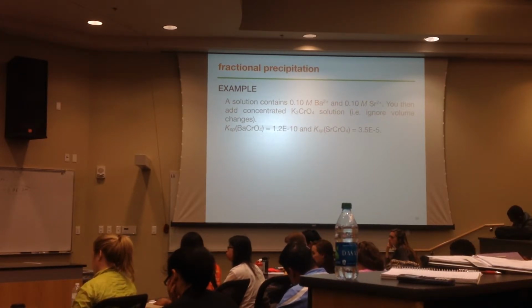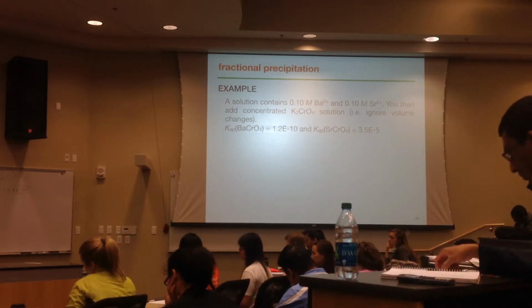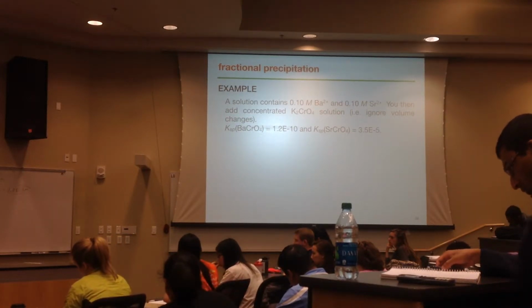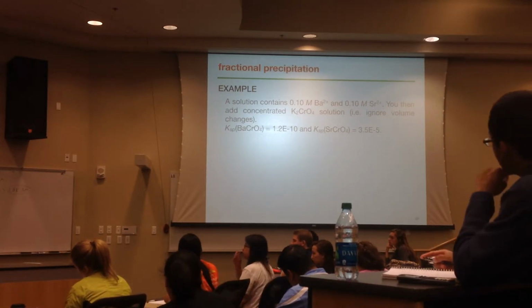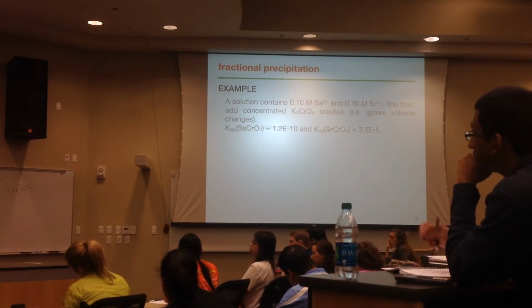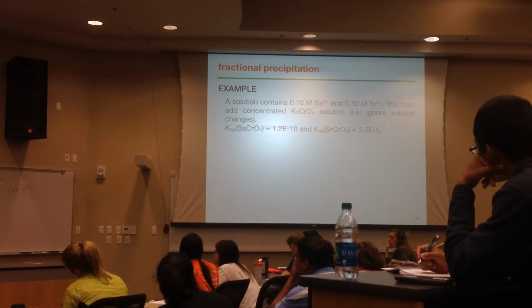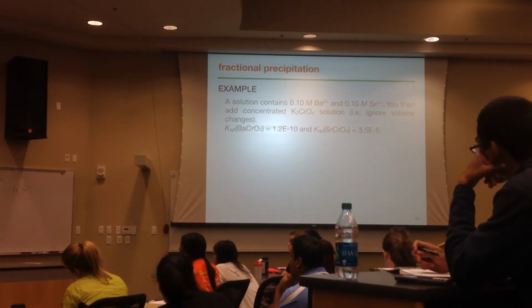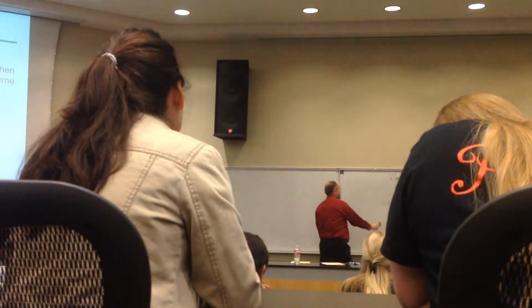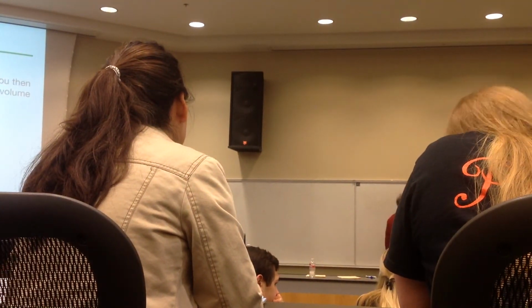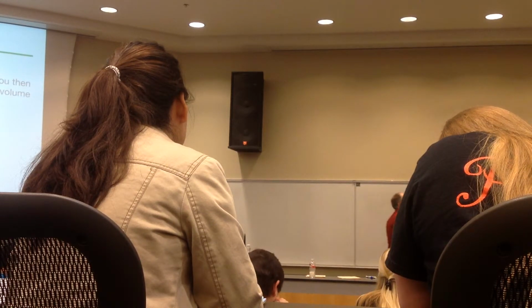A solution contains 0.1 molar barium and 0.1 molar strontium. You then add concentrated potassium chromate. I'm going to ignore volume changes to make my life easier. It's not quite a titration; that would be the worst case scenario. By the way, you can also do titrations based upon solubility. You can use the titration to calculate the solubility product if you want. All right. So, what I want to do is try to separate barium and strontium.